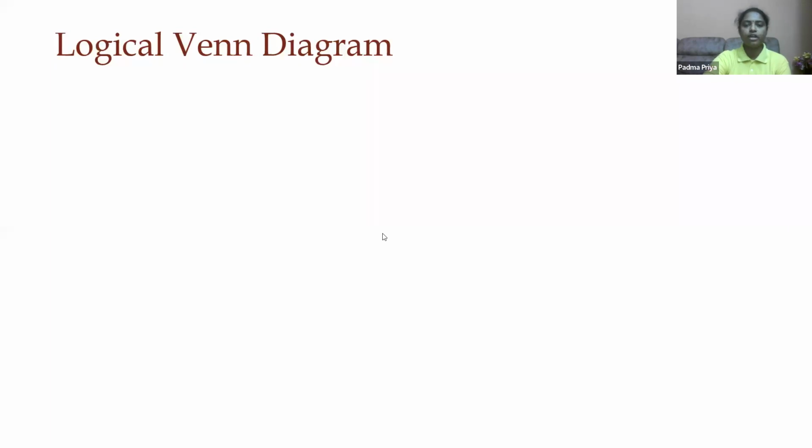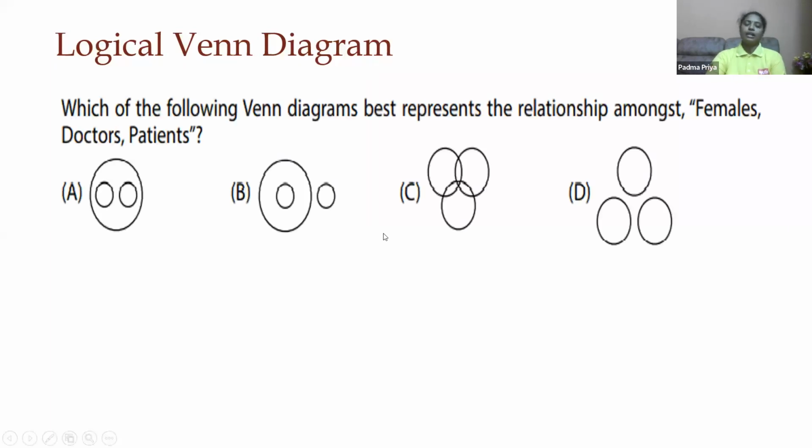Logical Venn diagram. Logical Venn diagram is nothing but how logically you are able to understand the things around you. For example, here is a question on females, doctors, and patients. If I consider these three sets of people in terms of circles, how will I be able to correlate it? Like some females will be doctors, but all females are not doctors. Are all doctors female? Females means women. Is every woman a doctor? No. Is every doctor a woman? No. Some women are doctors.